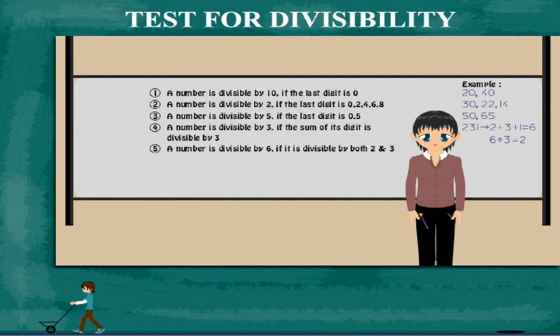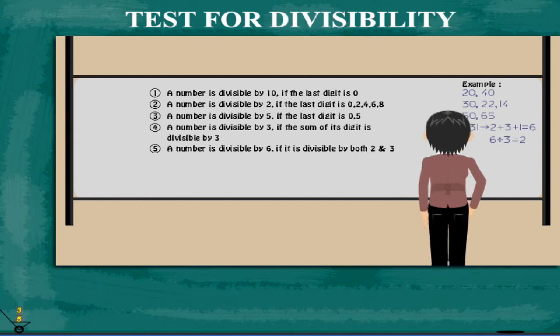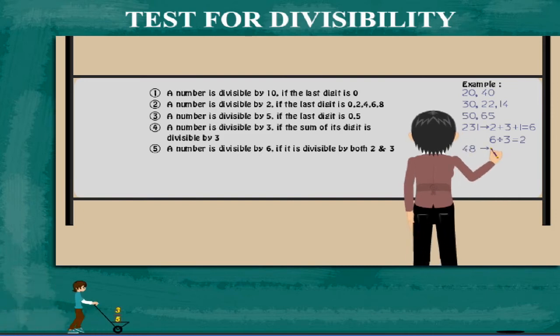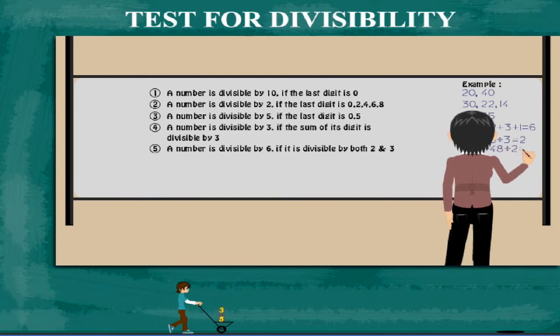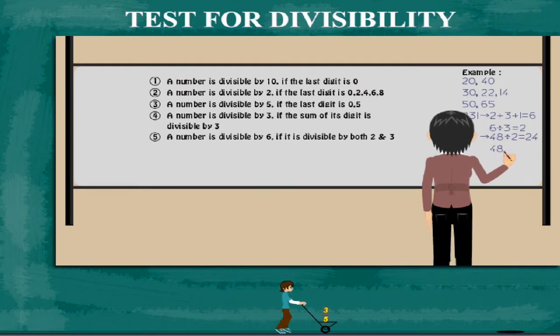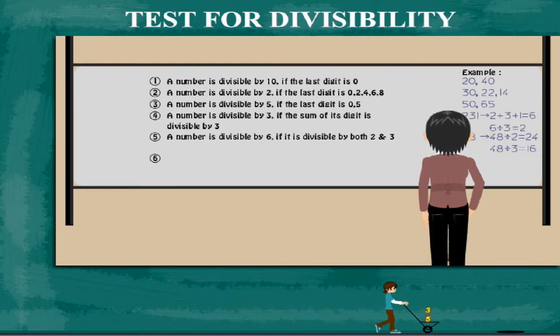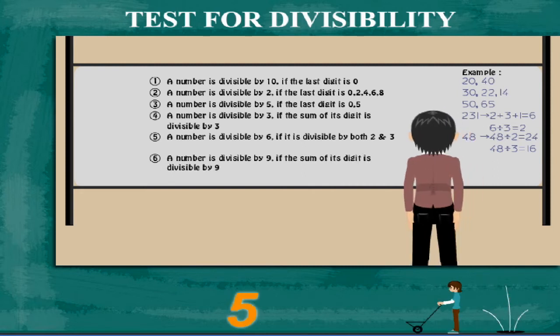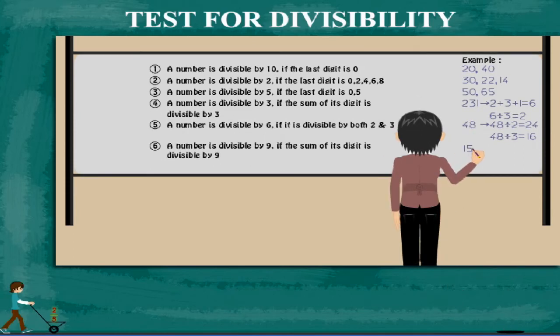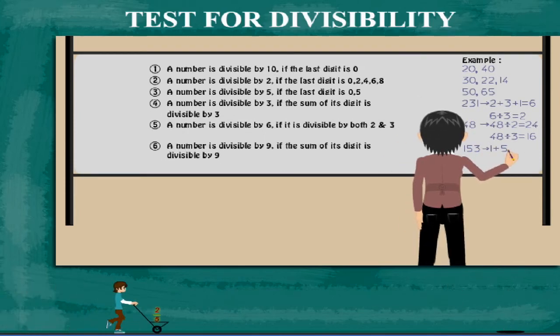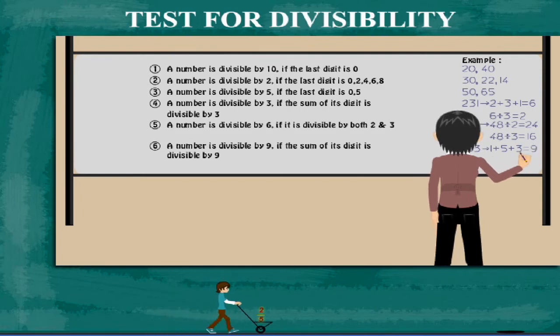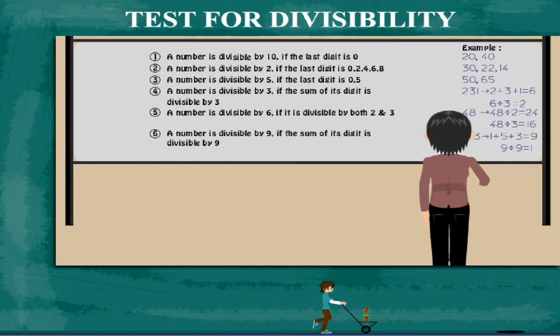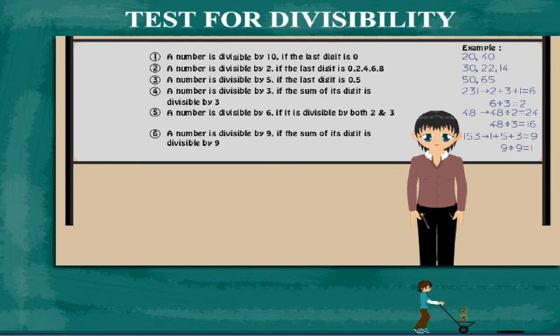A number is divisible by 6 if it is divisible by both 2 and 3. Example is 48. 2 divides 48 and 3 also divides 48 completely. A number is divisible by 9 if the sum of its digits is divisible by 9. An example is 153. 1, 5 and 3 add up to 9 and 9 divides 9 once.